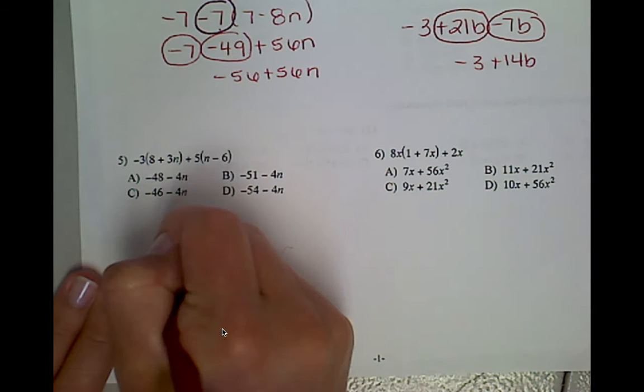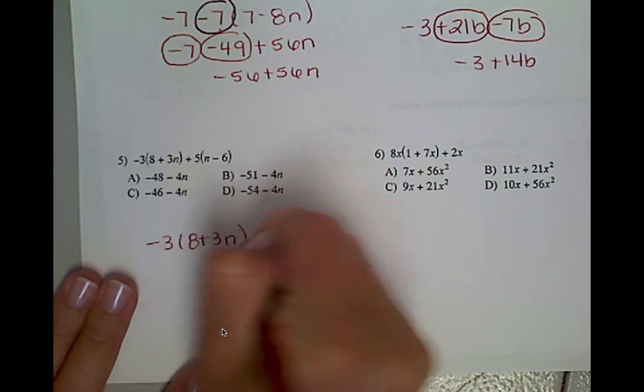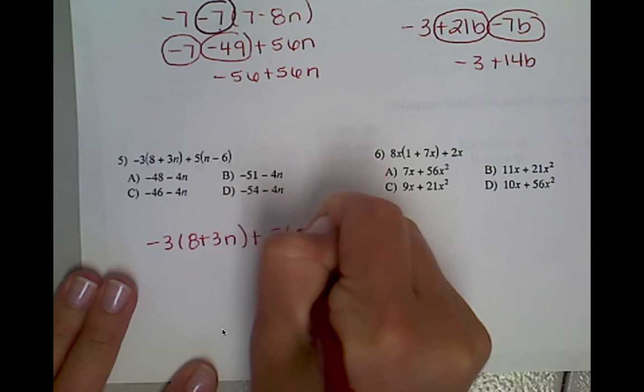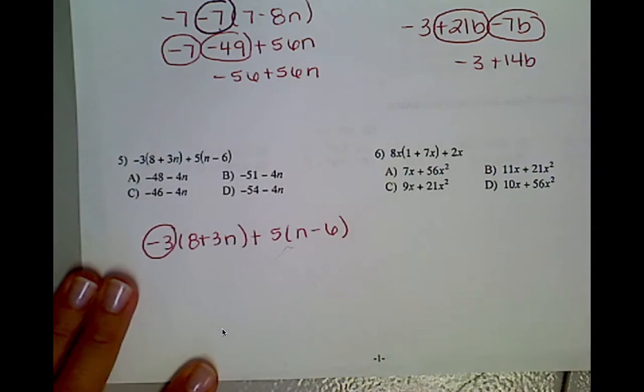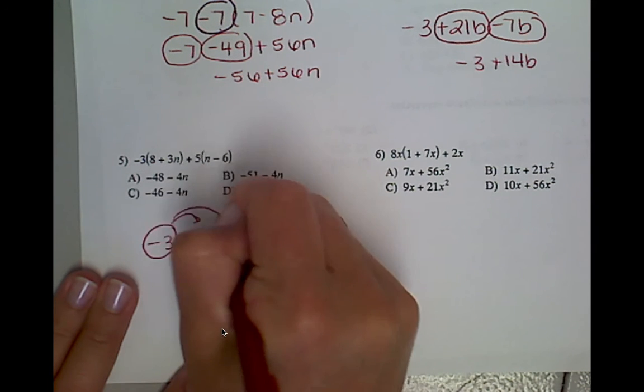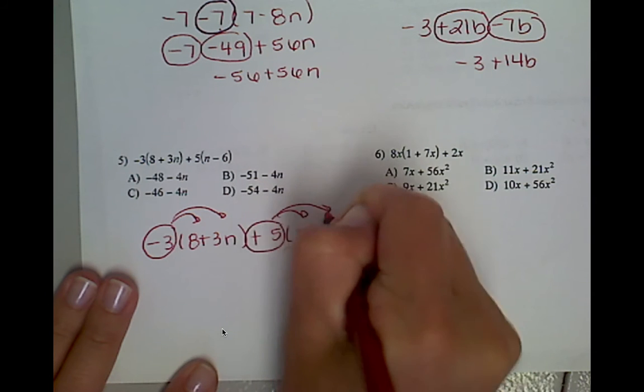We're going to have a lot more to do this time, because this time we have two parentheses and two numbers in front of those parentheses, so we're going to have to distribute twice. I'm going to distribute the negative 3 to both pieces in the parentheses, and I'm going to distribute the positive 5 to both pieces in the parentheses.